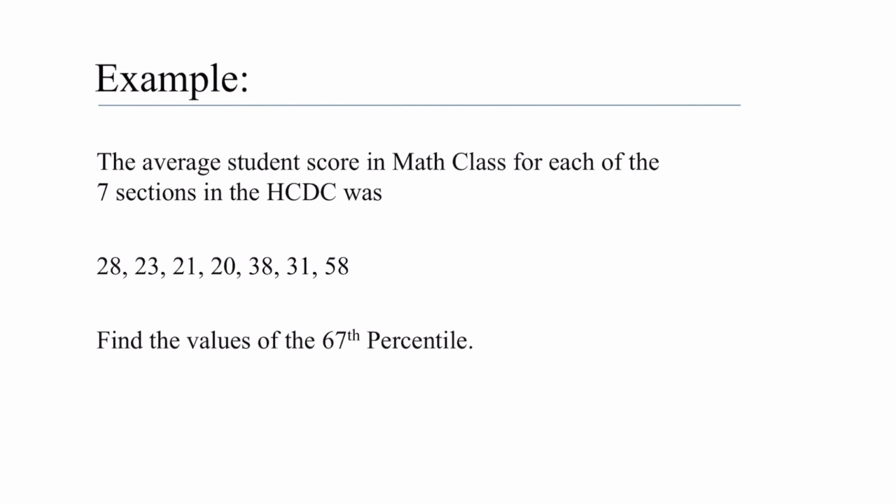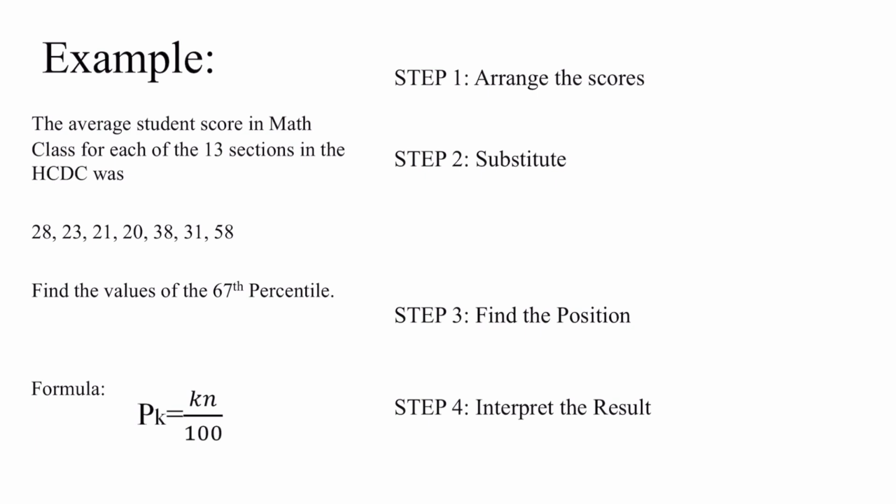Let's just find the value of the 67th percentile. This time, class, the formula is different. P sub k is equal to kn divided by 100. 100, because percentile divides the data into 100. Step 1. Arrange the scores. This would be 20, 21, 23, 28, 31, 38, 58. n is equal to 7.